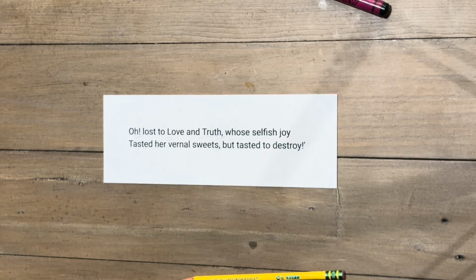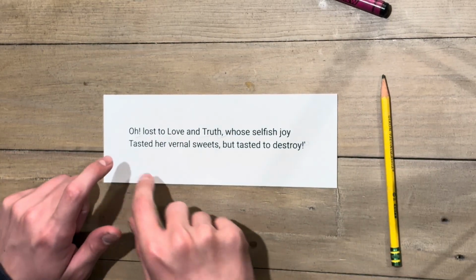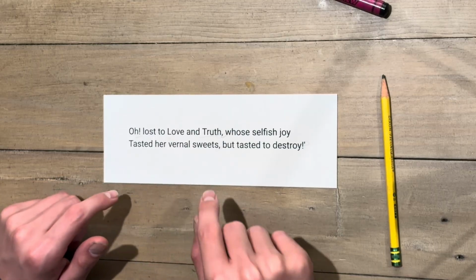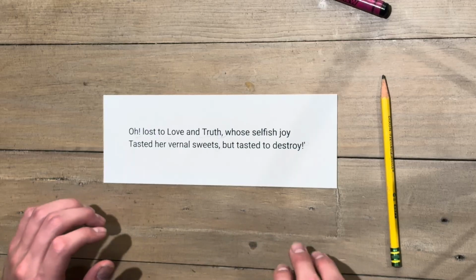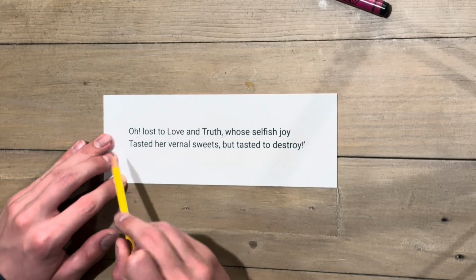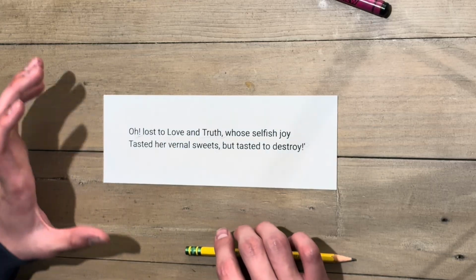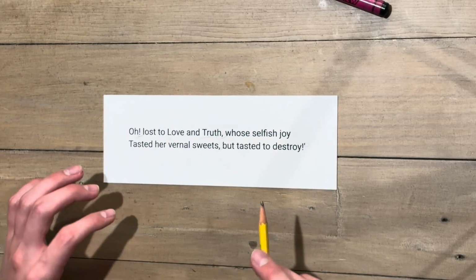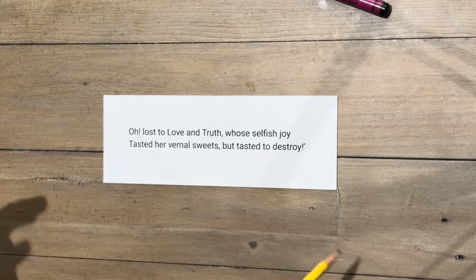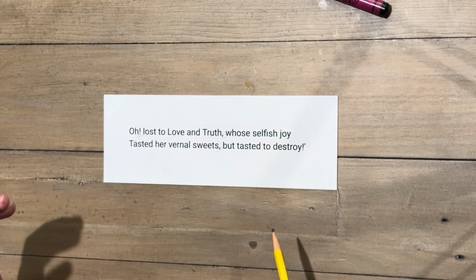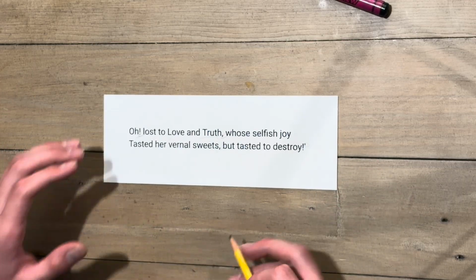Here's the ending couplet. Let's read this zinger together one more time. "Oh, lost to love and truth, whose selfish joy tasted her vernal sweets, but tasted to destroy." Now this exclamation, not of happiness, of course, but just an exclamation, I believe, signifies sort of a finality in these last couple lines with the "lost to love and truth," sort of bringing the poem to a close.